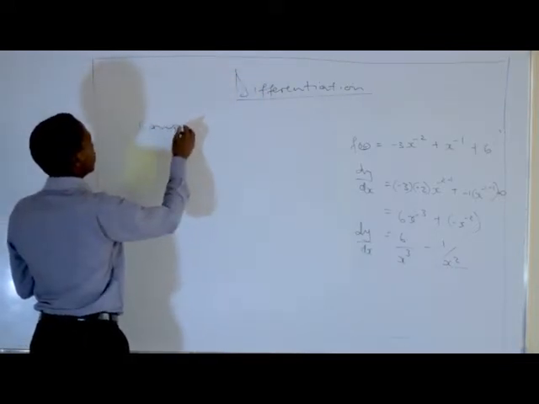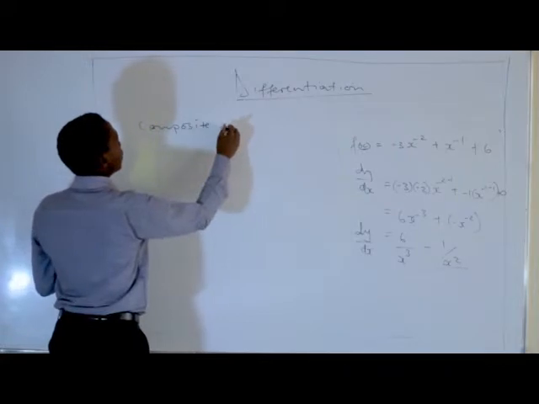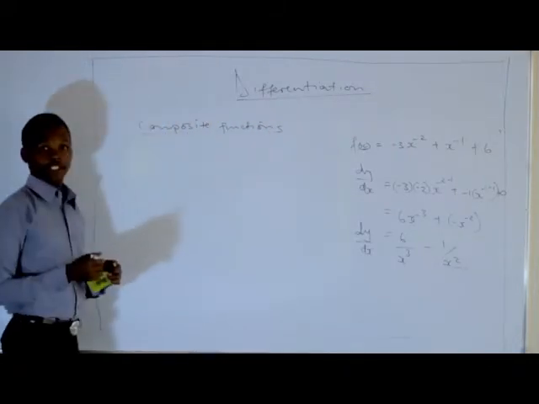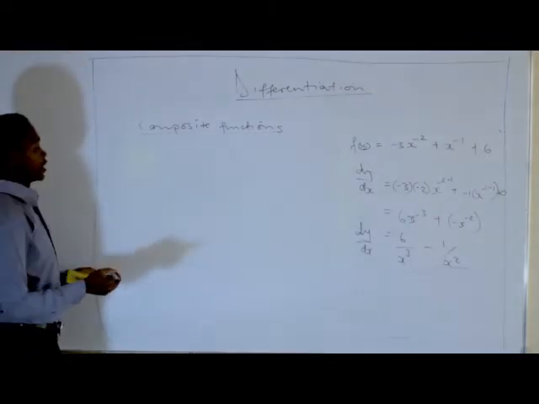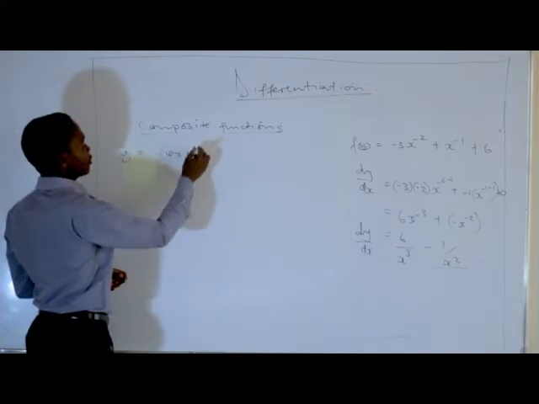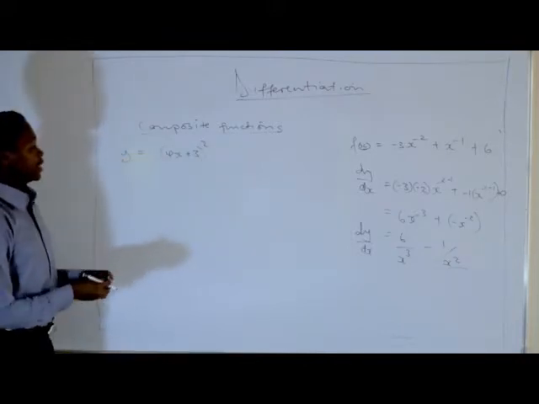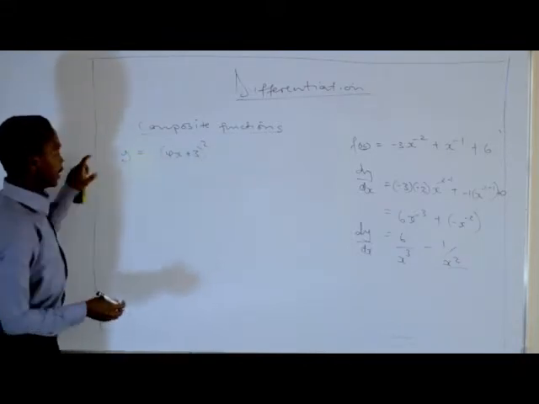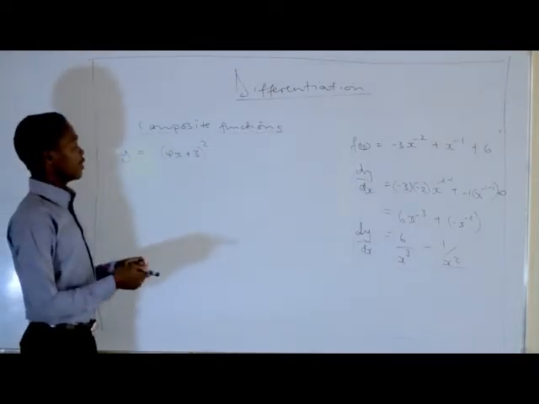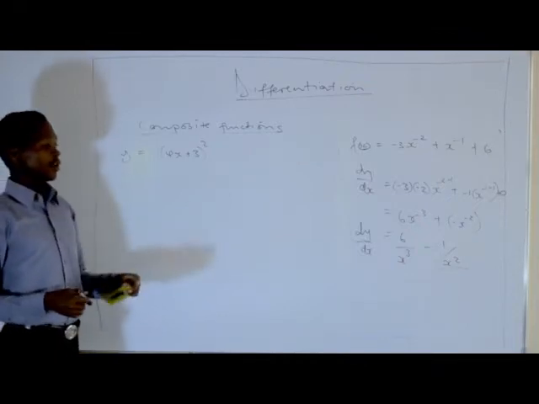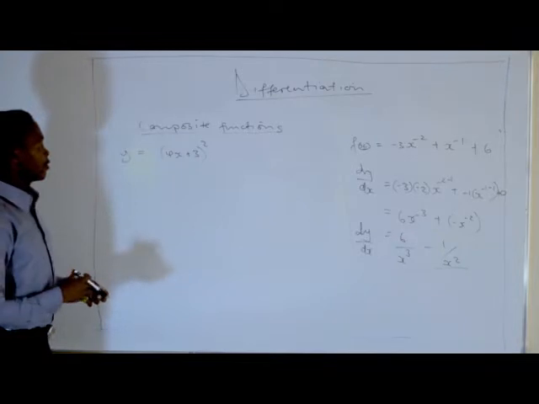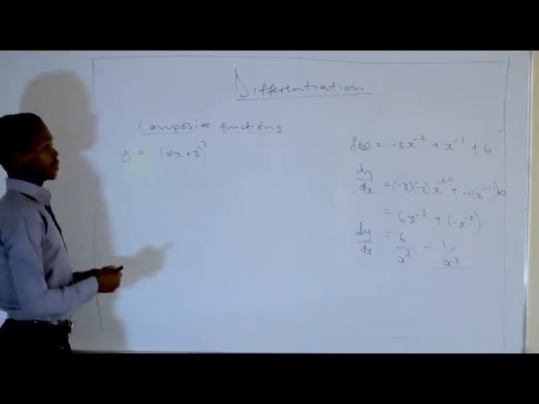Composite functions. These are functions of another function. For example, we can say y is equal to (4x + 3) all raised to the power of 2. We are seeing that in the brackets there is a function, and as a whole it is another function. So it is a composition of functions, which means it is a function of a function. Whenever we are going to differentiate these composite functions, today we are going to use the substitution method.